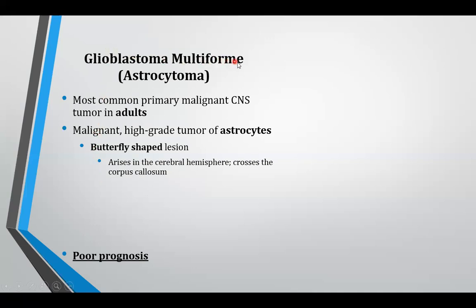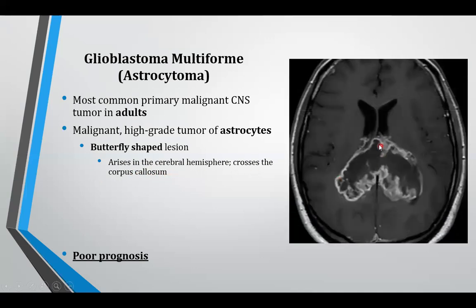Glioblastoma multiforme is a butterfly-shaped lesion. That is, it arises in the cerebral hemisphere and crosses the corpus callosum. Over here, you can see that it is a butterfly-shaped tumor, and it crosses the cerebral hemisphere. This is one cerebral hemisphere, and this is the other cerebral hemisphere, and this tumor can cross between them, and it is butterfly-shaped.